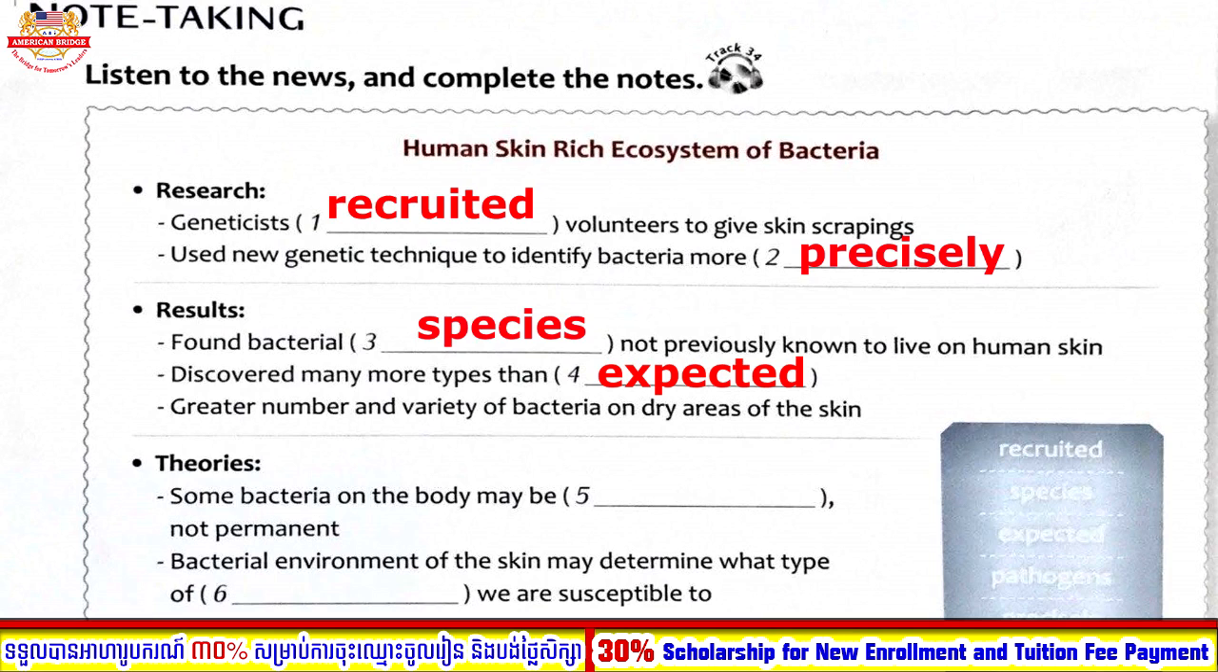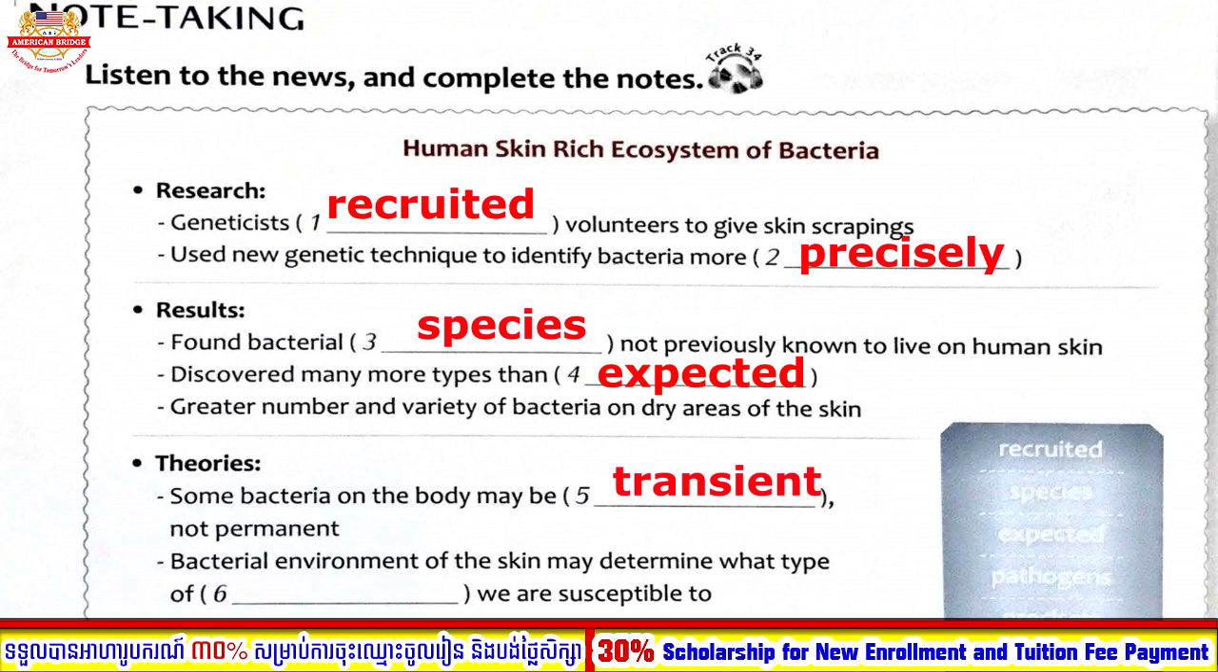Transient. So everyone, do you still remember what transient means? The word transient means that it lasted for a short period of time. It does not last long at all. So this means that some bacteria on our skin just stay there for a short period of time only. It does not stay there for a very long time.